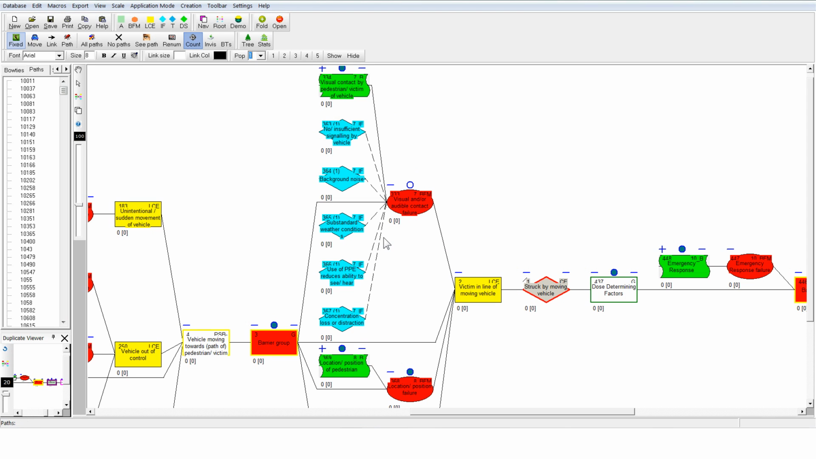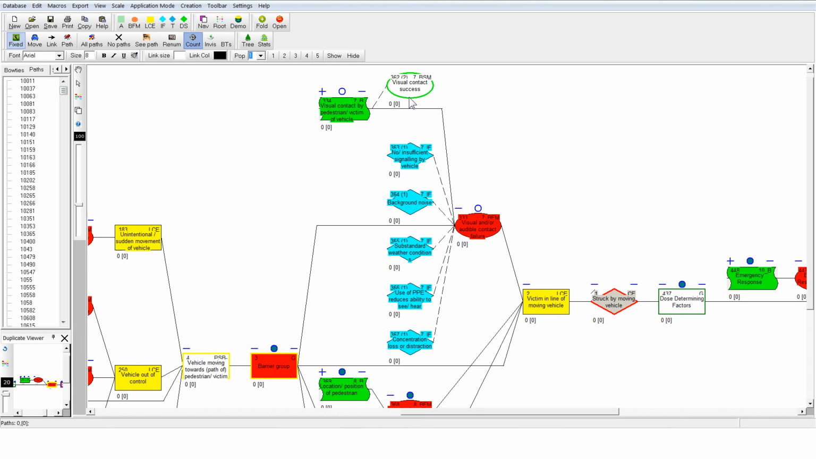Also branching off from the barrier failure mode here, we can see the barrier box itself. Visual contact by pedestrian victim of vehicle, meaning that the pedestrian or victim saw or heard the vehicle coming, and in turn, branching off from that, we have the barrier success mode, or BSM, which would have blocked and potentially ended this particular imaginary accident path, given the other barriers also succeeded.